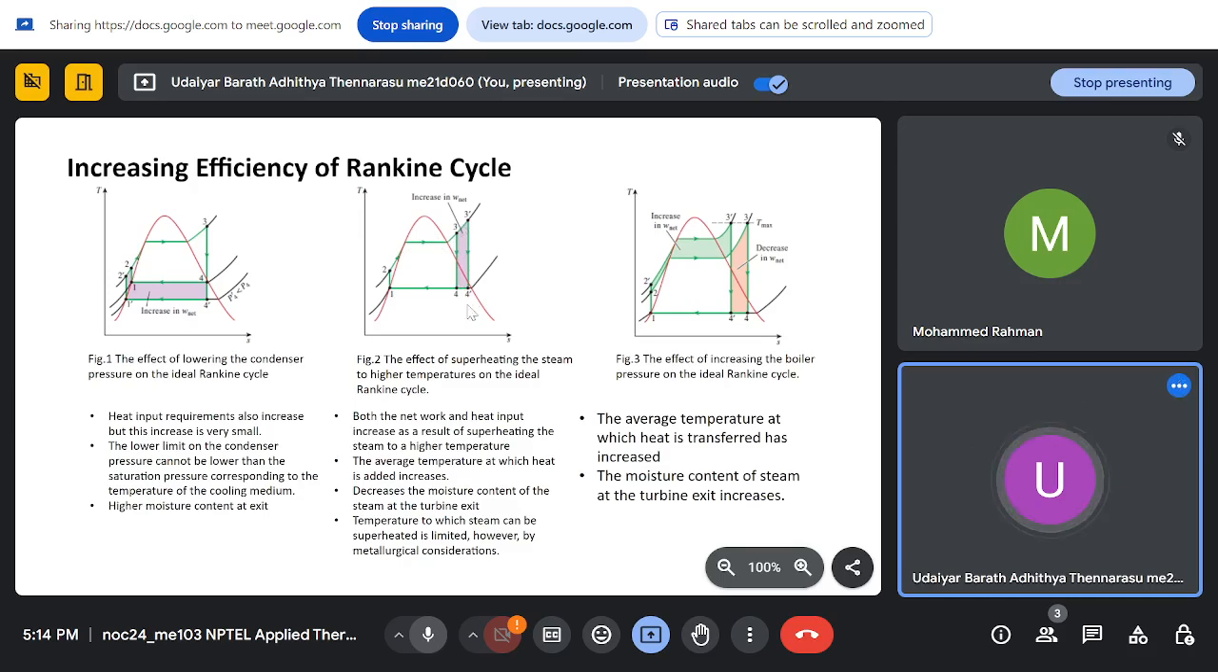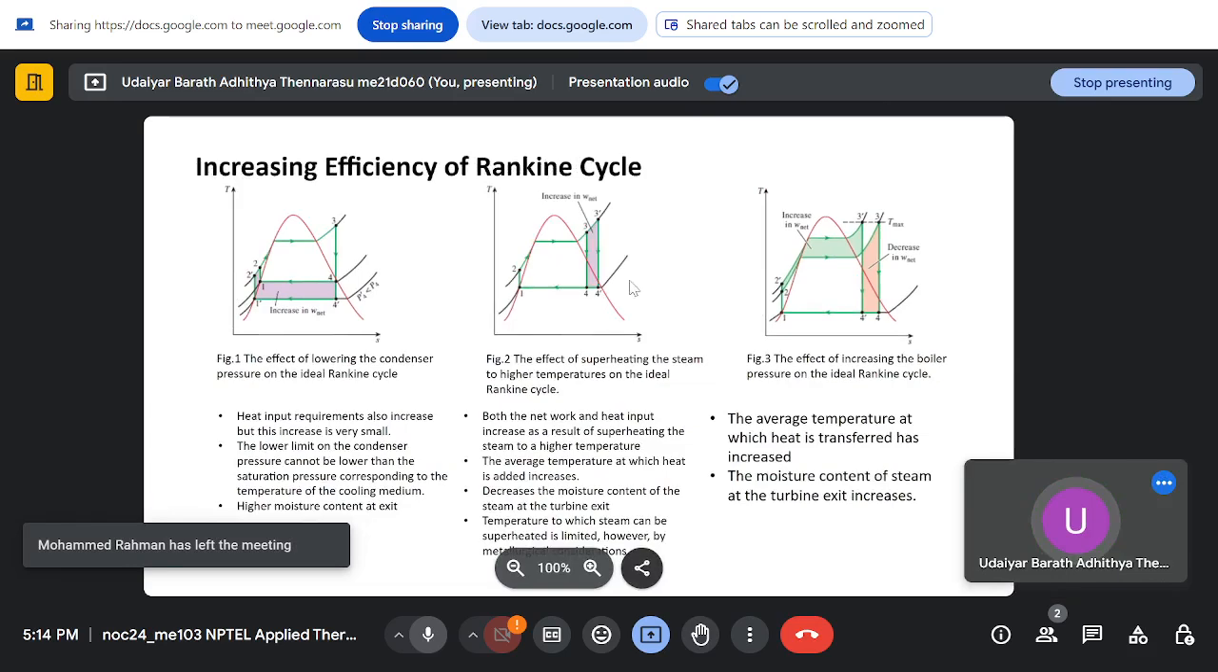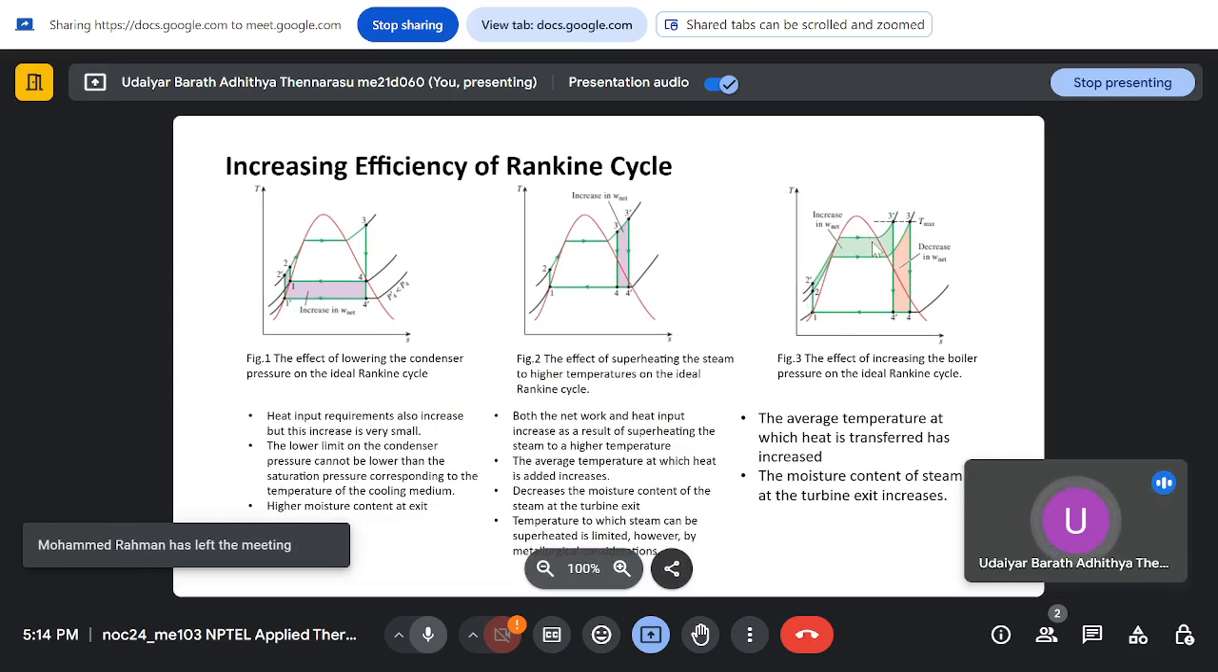So this shaded portion is the increase in work which you are getting, but you also have to give some additional heat. And the other is increasing your condenser pressure. But limiting your temperature, there is a decrease in work, and there is also an increase in work. So this may or may not increase your efficiency.